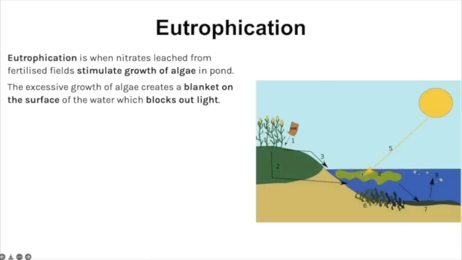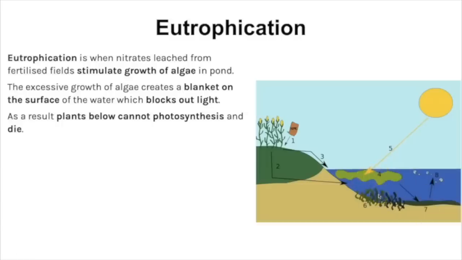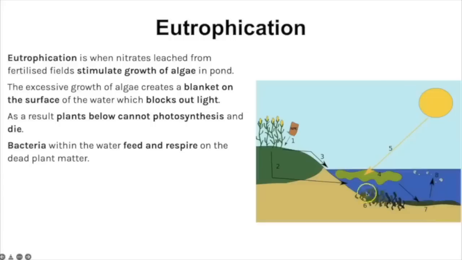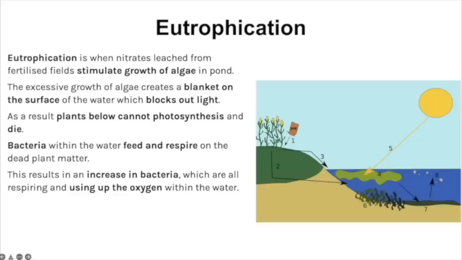That blocks the light. As a result, plants below that blanket aren't going to be receiving light for photosynthesis and they end up dying. Bacteria within the water will then feed and respire on the dead plant matter, and in doing that, they're going to be using up the oxygen within the water. And you get more and more bacteria growing and thriving because of all that dead plant material to feed on, so even more oxygen is used up.